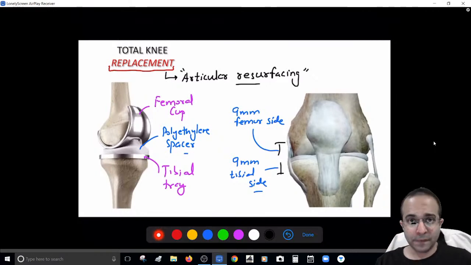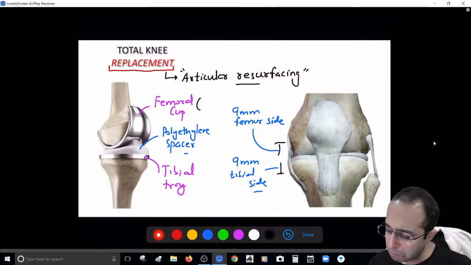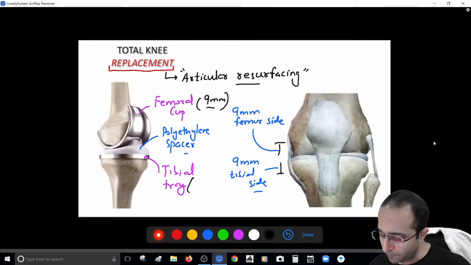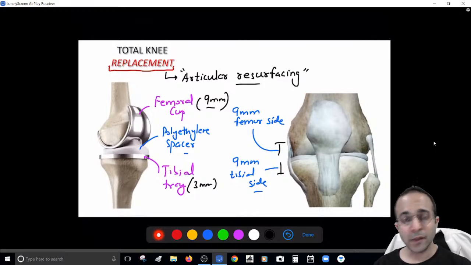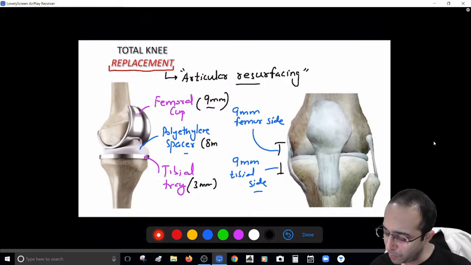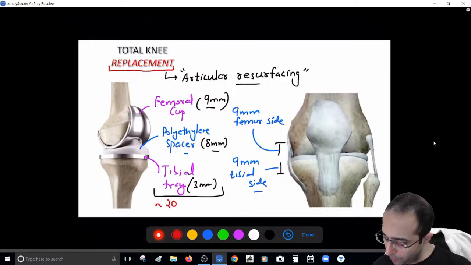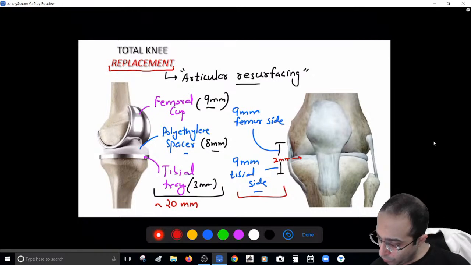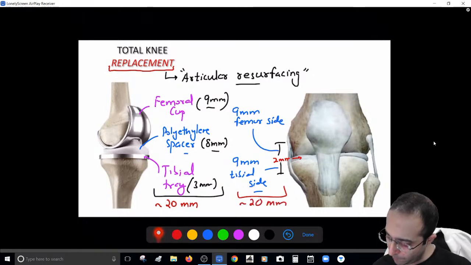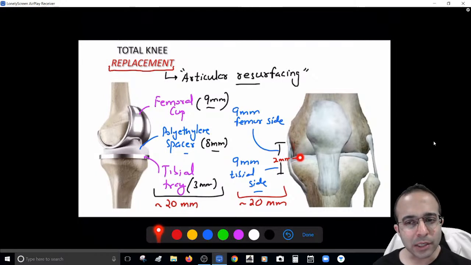This femoral cup will be around 9 mm thick. The tibial tray would be around 3 mm thick. Okay, and the polyethylene spacer would be around 8 mm thick. So if I just add up everything, this will be around 20 mm. And here 2 mm you can have for the cartilage. So this will also add up to be around 20 mm. So 9 mm of bone on this side, 2 mm of that cartilage, and around 9 mm of bone on this side. This is 20 millimeters, means 2 centimeters of bone that is cut.